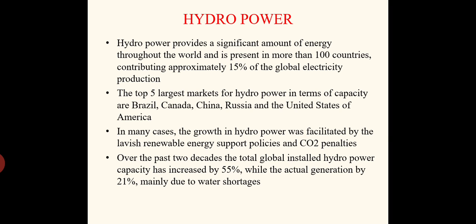Over the past 2 decades, the total global installed hydropower capacity has increased by 55%, while the actual generation has increased only by 21%, mainly due to water shortages. See, every plant will have a capacity. This much megawatt is the capacity of this particular station. Idukki has this much megawatt capacity, but it is not always producing up to the capacity mark. If there is a water shortage, then of course the production also will be less. So we have a 55% increase by capacity, but as far as actual production is concerned, only 21% extra is being produced nowadays. So that is all about hydropower.